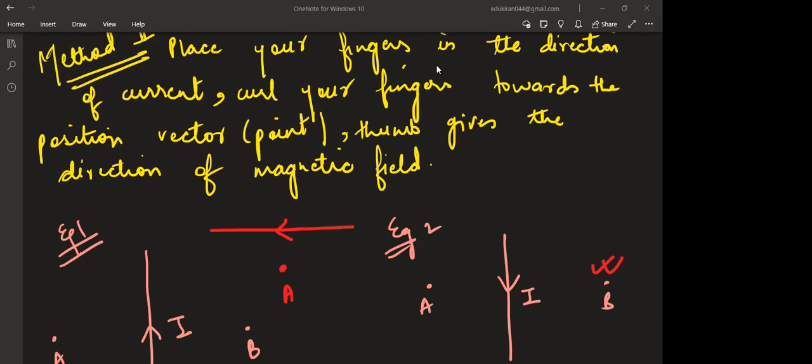Class, you have to place your thumb in the direction where the current is moving. So where is the current? The current is moving towards the left. Use your right hand only, class. Wait, let me show you.